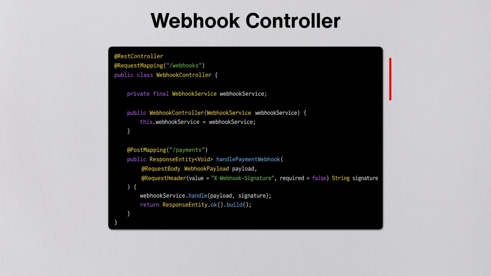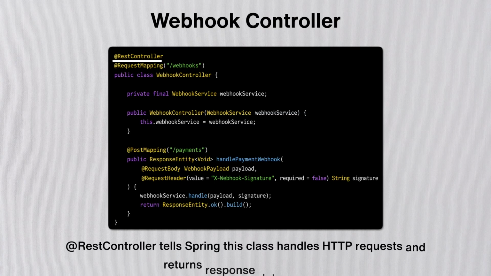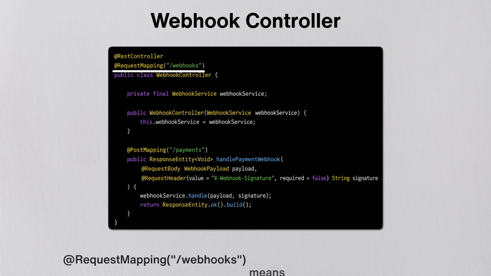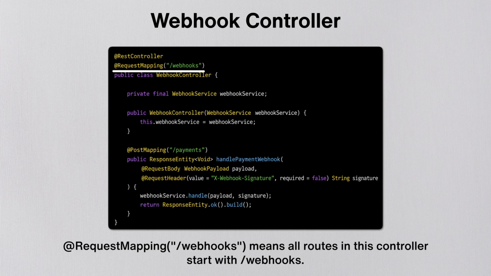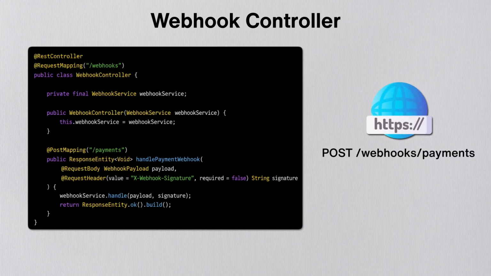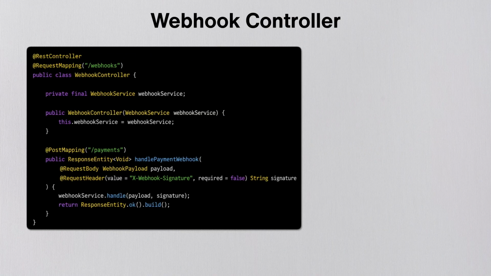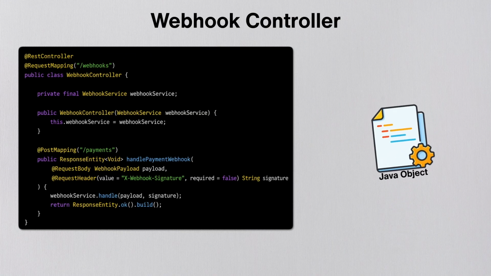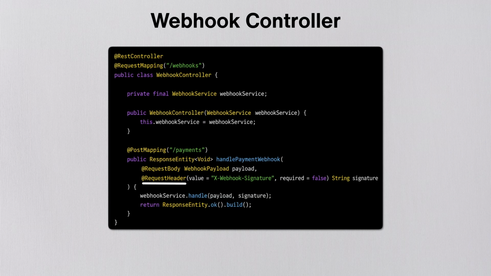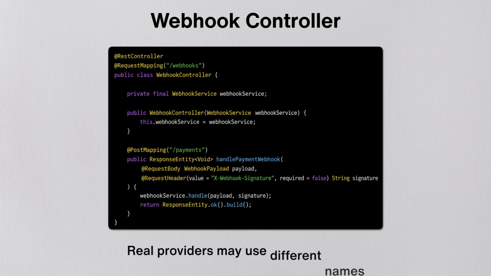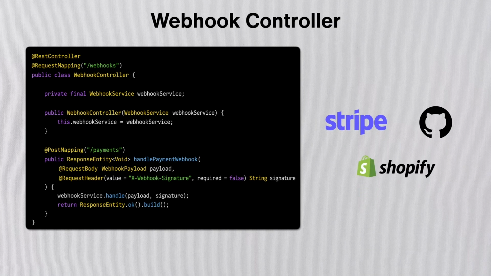First, we're going to be starting in our controller. We will be creating a webhook controller. This tells Spring the class handles HTTP requests and returns response data directly. Request mapping of /webhooks means all routes in this controller start with /webhooks, and this is our endpoint. The request body annotation tells Spring to read the JSON body and convert it into a Java object. And the request header annotation lets us read a header from a request. In this case, we are reading a fake example header called X-Webhook-Signature. Real providers may use different names. Stripe, GitHub, Shopify, and other platforms each have their own signature format.